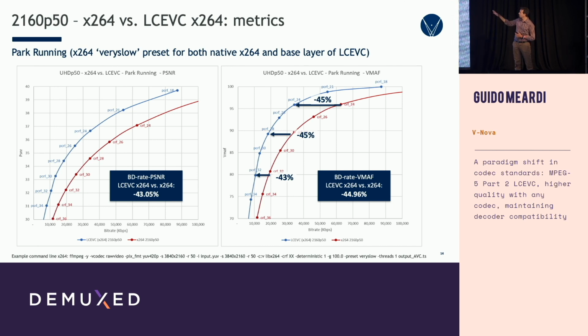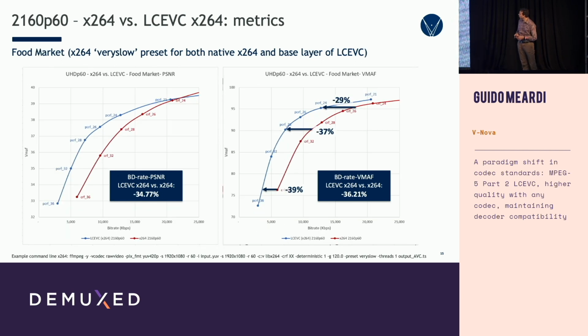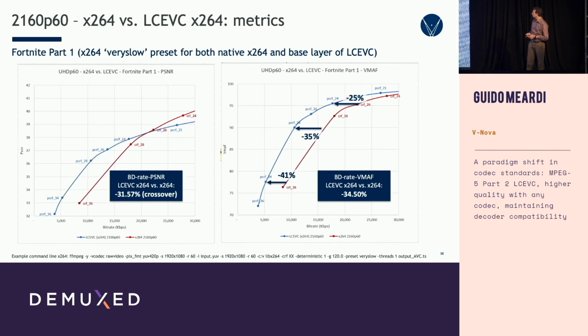Here we see, for instance, I'll show you some numbers starting from x264, and so you see with the red line x264, very slow preset, and blue line LCEVC enhancing x264 in very slow preset, and you see PSNR on the left and VMAF on the right, and as you can see, this is Park Running, pretty good improvements, about 43%, 45%, a bit more in VMAF. Similar story for Food Market, another famous sequence from Netflix, and also similar story with Fortnite. In this case, it's an esports clip provided by Twitch.